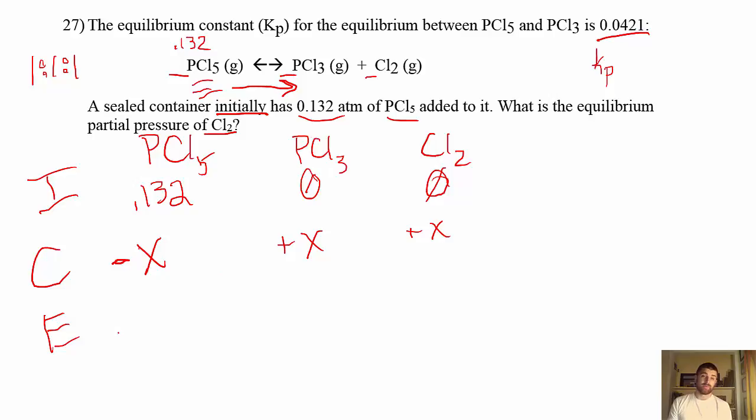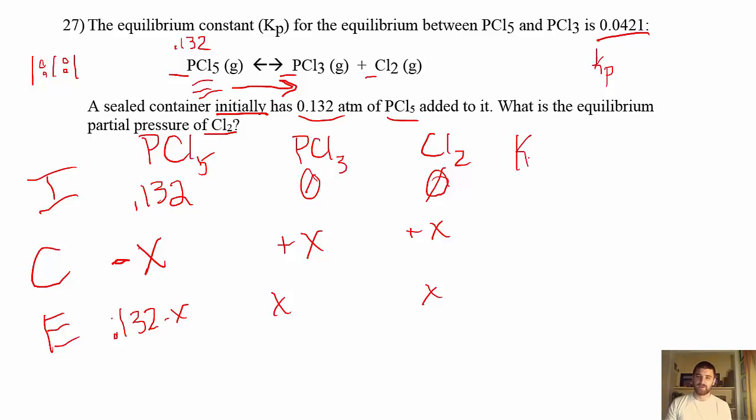So what's our equilibrium? Well, we're going to leave it in terms of x. So for PCl5, it'd be 0.132 minus x. For PCl3, it'd be x. And for Cl2, it would be x. So now we're going to have to do some math. You guys are going to love this. It's going to be great.